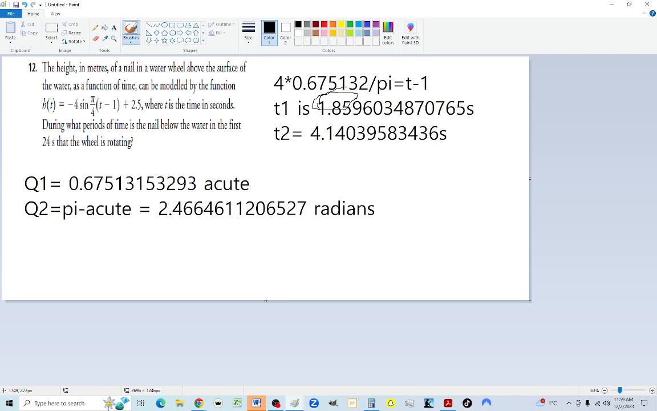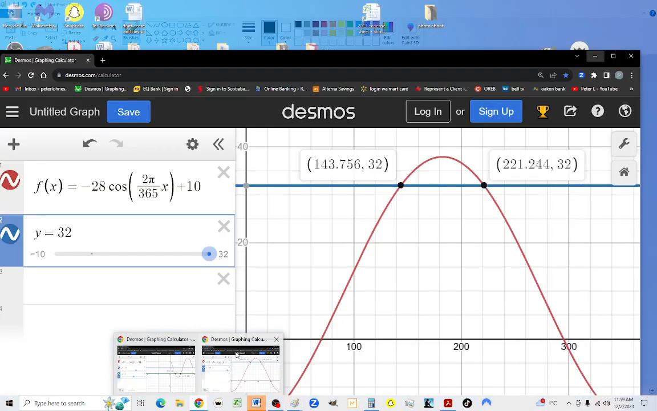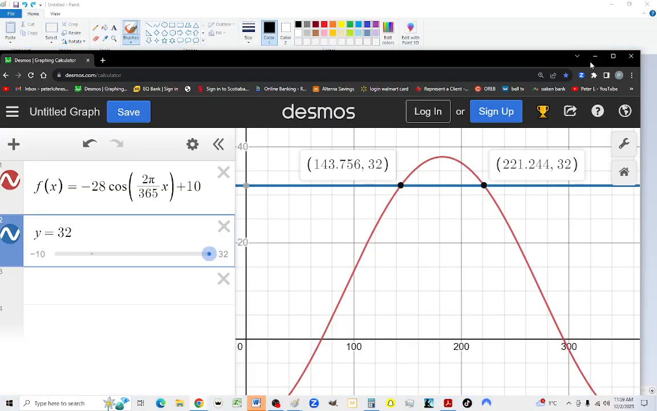1.86 and 4.14. They don't really ask us to what decimal, so you can express it like this, or you can round it up to here, 1.6. You can get rid of that, and get rid of that. And it's in seconds. But we got it right. And that time I didn't flub it.